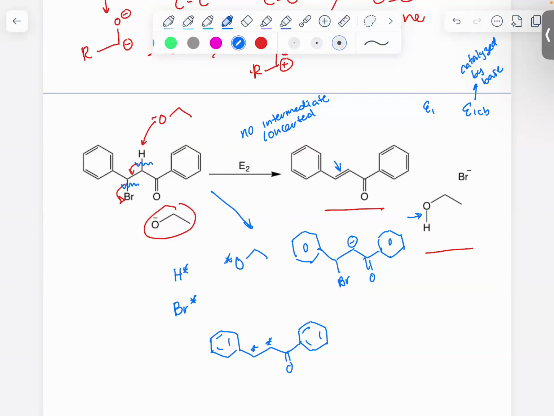I got 2 questions coming at me from 2 different sides at the same time. Someone go first. Yes, so E1 is stepwise. You will have that intermediate. E2 is concerted, so you will do it all in one step. And that's the same premise for SN1 and SN2. Other questions? Comments, concerns?